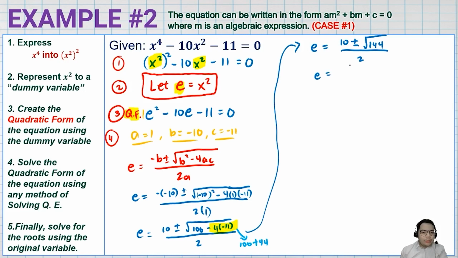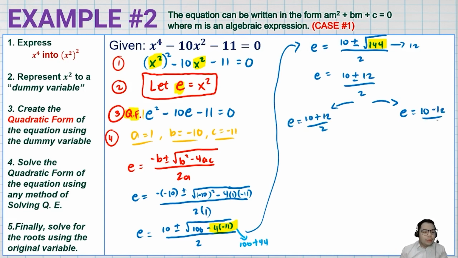E is equal to, so, square root ni 144. This one, ang square root ni 144 ay 12. So, ang itsura ng equation natin is 10 plus minus 12 all over 2. Then, so from here, we will consider 1s plus, 1s minus. So, divide natin yung equation natin into 2. So, 1 is having E is equal to 10 plus 12 over 2. And 1 is having E is equal to 10 minus 12 all over 2.